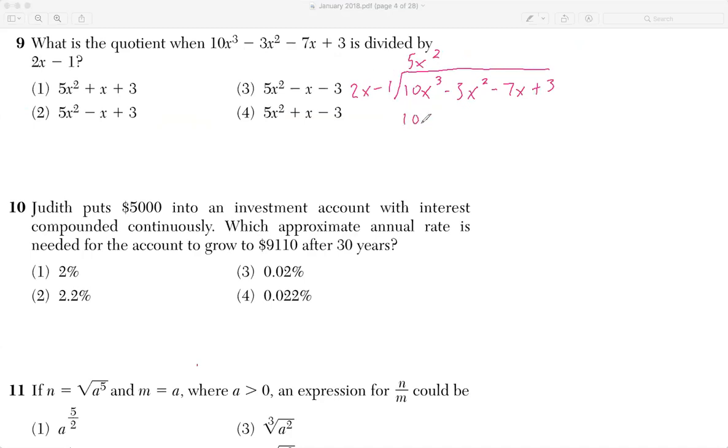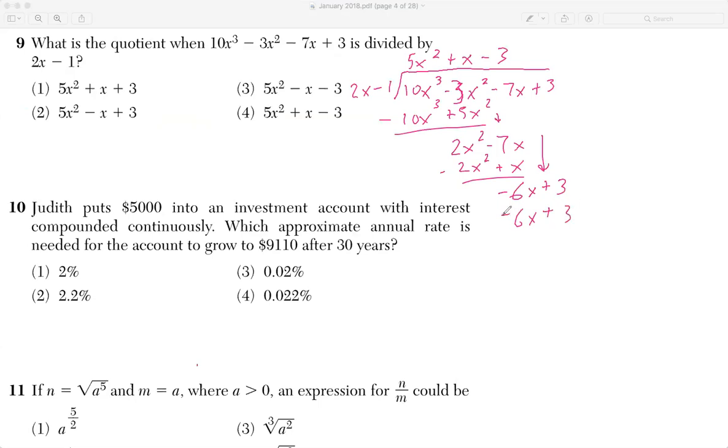Distribute this. This gives me 10x cubed minus 5x squared. This is a 3. You subtract, which means you just change the signs and add. This gives us a 2x squared here, minus 7x. Let's see, 2x. This will give us plus x, 2x squared minus x. Change the signs, combine, minus 6x plus 3. Let's see. 2 divided into negative 6 is negative 3. This will give me the minus 6x that I need and the plus 3. Change the signs, combine. You have remainder of 0.